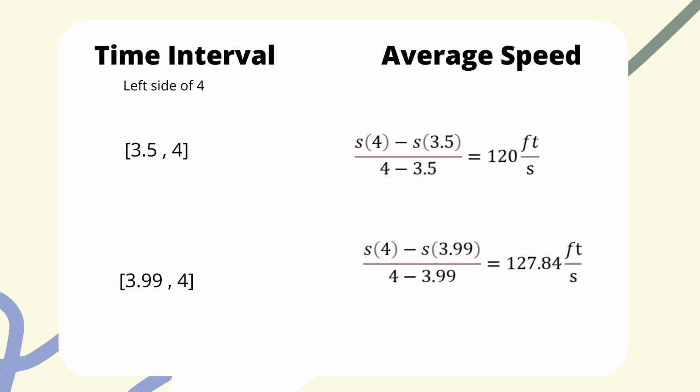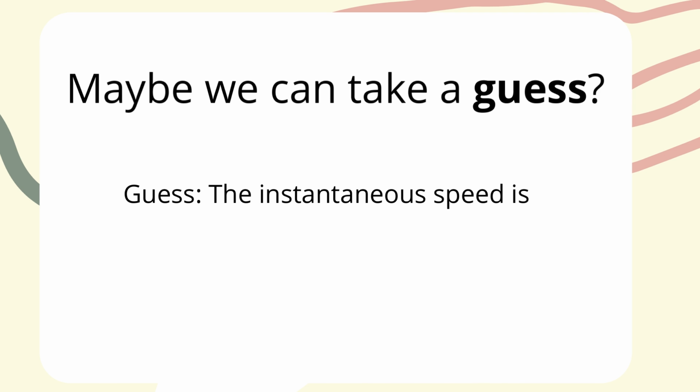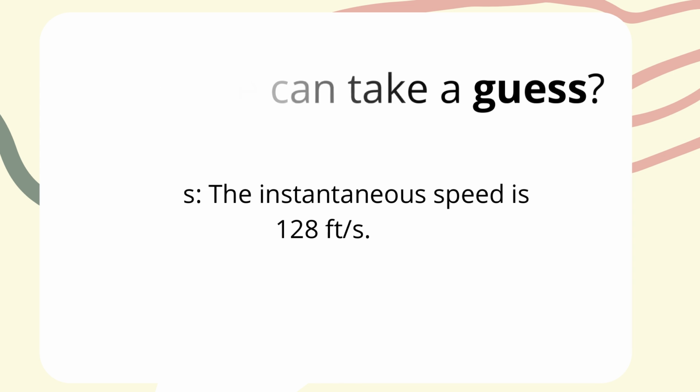If we take values on the left side of 4, such as 3.5 and 3.99, we notice that the average speed values are 120 feet per second, 127.84 feet per second. So maybe we can take a guess and say that the instantaneous speed is 128 feet per second.